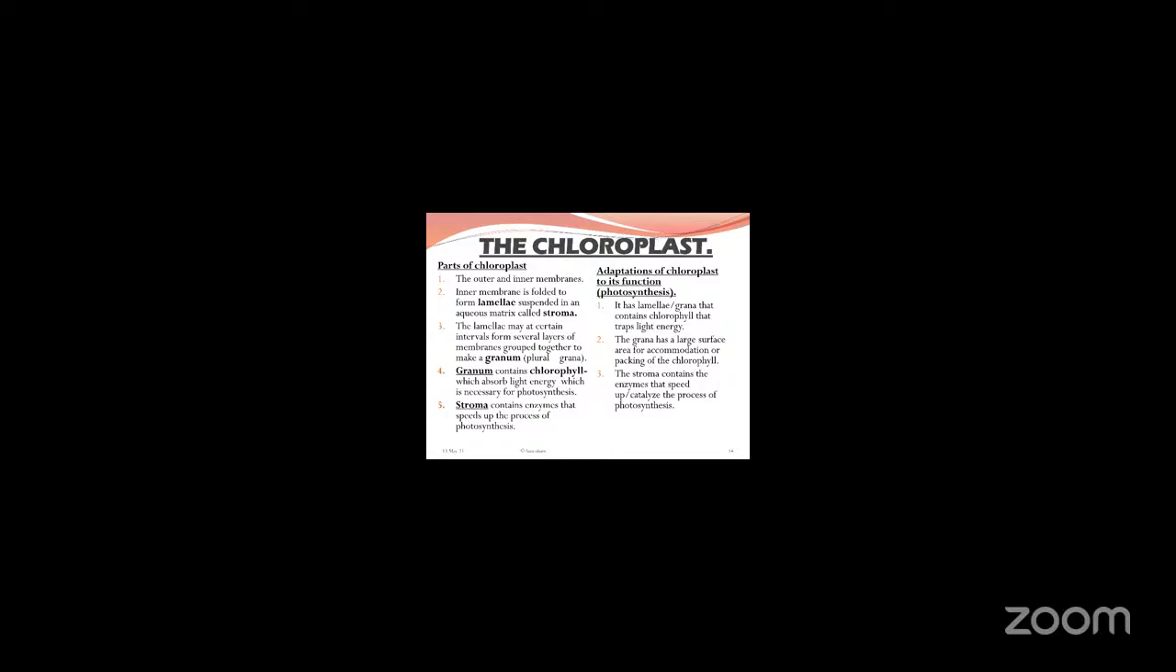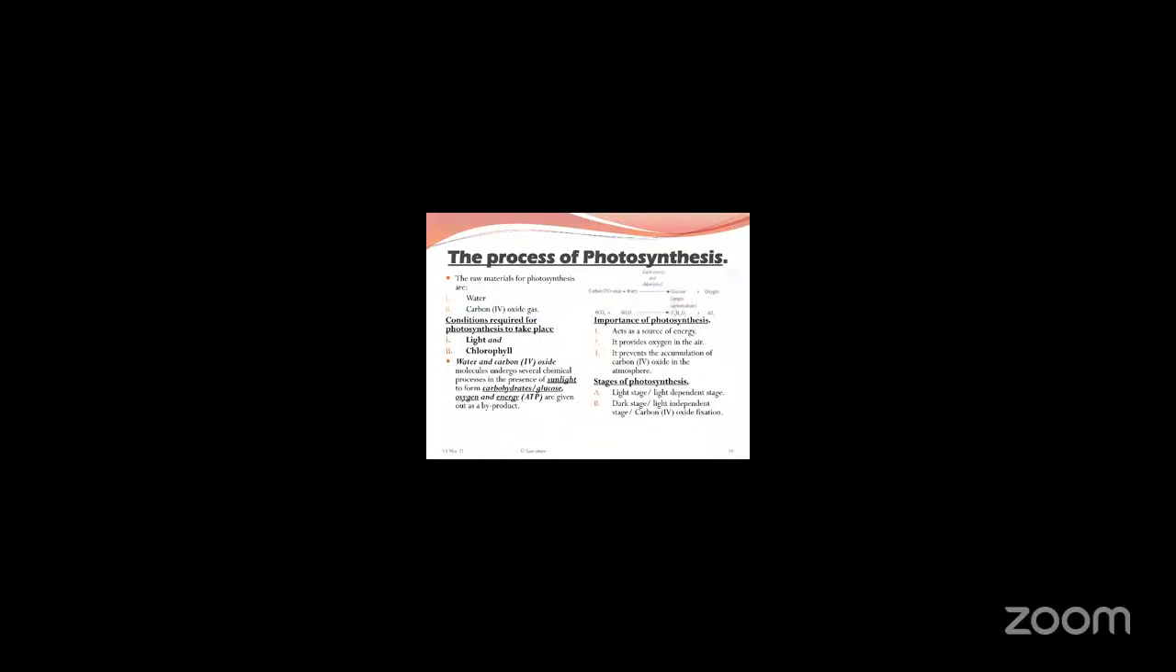Now, inside the chloroplast, we looked at the internal parts, which include stroma, grana, and starch grain. We talked about the inner and the outer membrane. We also talked about the process of photosynthesis. We said that it takes place through two stages, that is the light stage and the dark stage. But we said that the light stage is a light dependent stage, meaning sunlight must be present for the light stage to take place. So we also talked about what happens in the light stage.